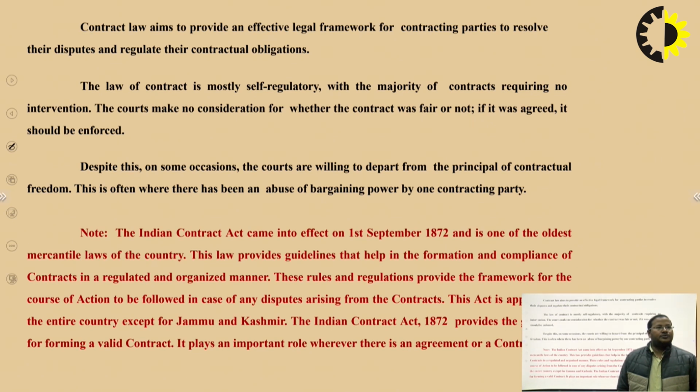Contract law aims to provide an effective legal framework for contracting parties to resolve their disputes and regulate their contractual obligations. The law of contract is mostly self-regulatory, with the majority of contracts requiring no intervention. The courts make no consideration for whether the contract was fair or not. If it was agreed, it should be enforced. Despite this, on some occasions, the courts are willing to depart from the principle of contractual freedom. This is often where there has been an abuse of bargaining power by one contracting party.